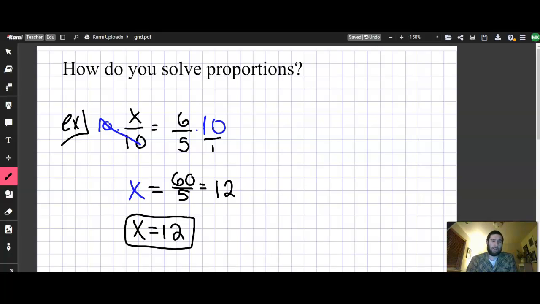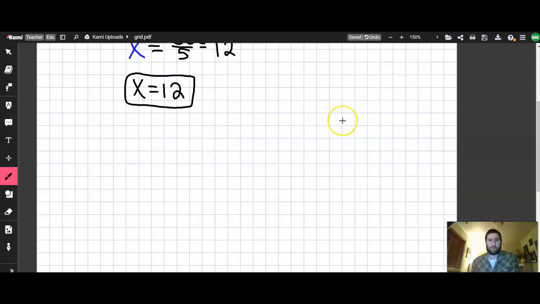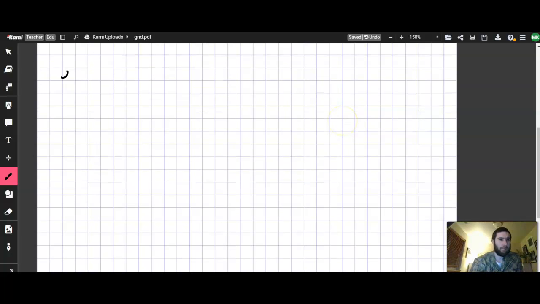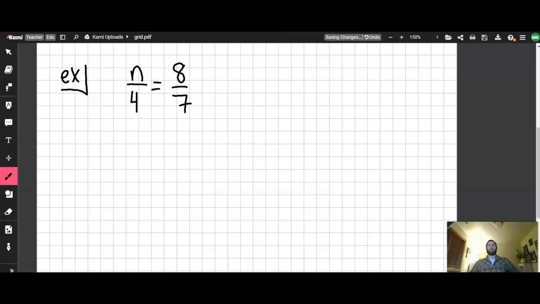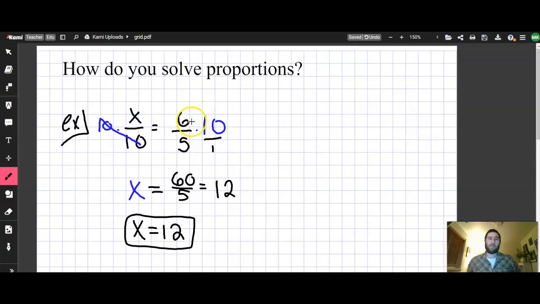So let's take a look at another example. In this example, we have n divided by 4 equal to 8 over 7. So same kind of problem. Why am I picking these numbers? Well, to help illustrate why I'm picking these numbers, let's look at the previous example. One of the ways you could have solved this is by recognizing that 5 times 2 is 10 and 6 times 2 is 12.